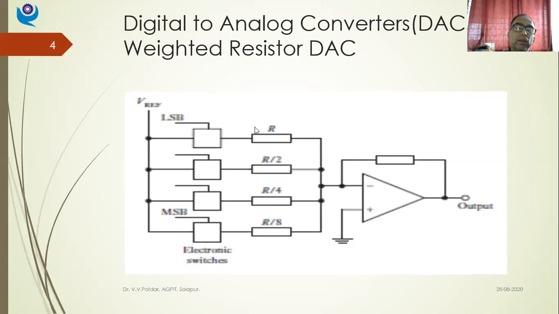So the least significant bit is 1, starting from the right. 1, 1, 1, 0, 0. So this switch will be actuated. 1 means this reference voltage corresponding to resistance R will be given to the inverting terminal of my op-amp. So this acts as a summing amplifier.